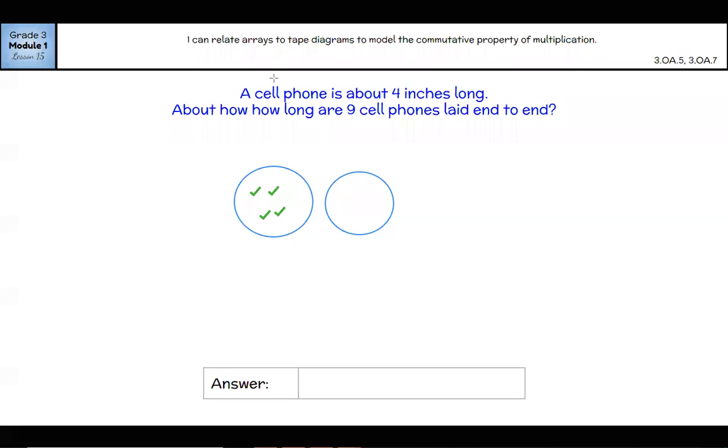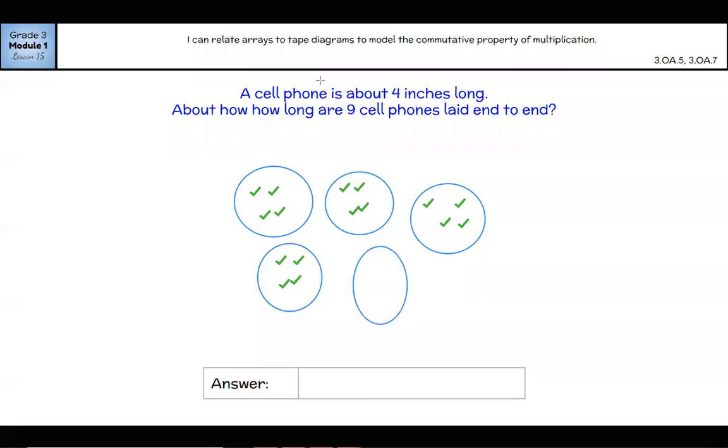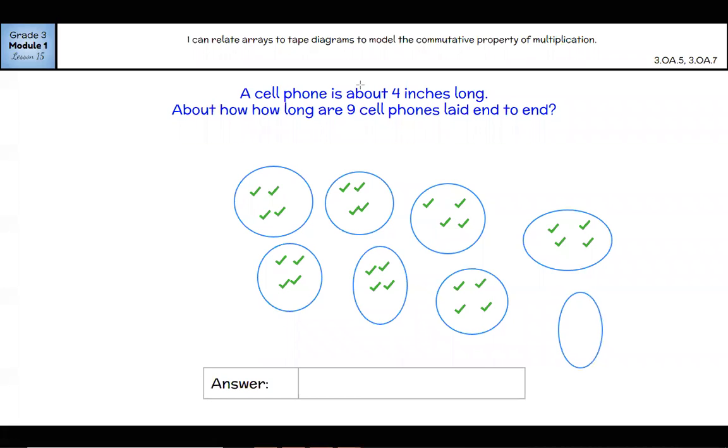So 2, 3, 4, 5, 6, 7, 8, one more, 9. Okay, because what we're thinking of is 9 groups of 4.